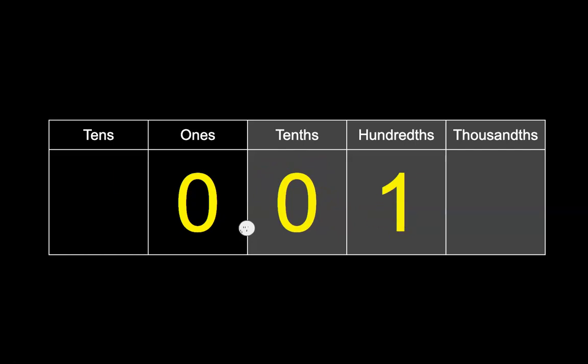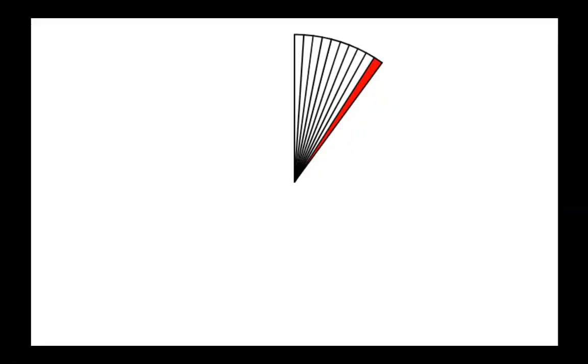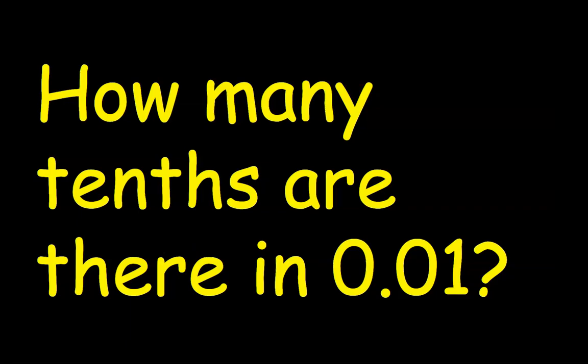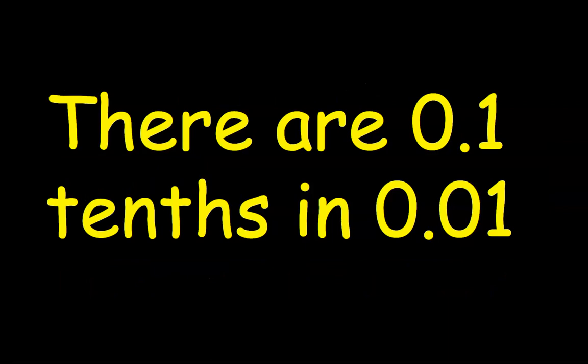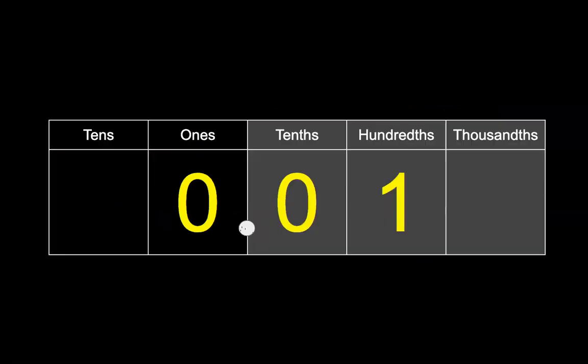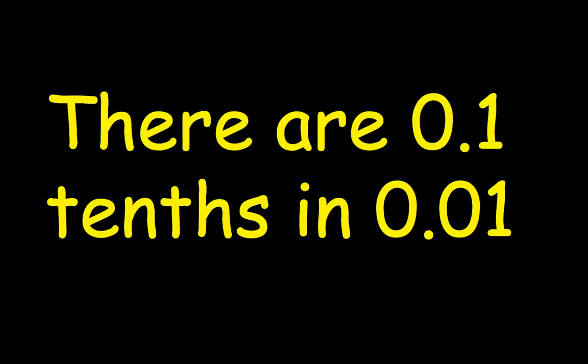Now, how do we write a tenth of anything? How many tenths are there in 0.01? There are 0.1 tenths. I'll just have a look. 0 tenths and 1/100th, and we know that 1/100th is a tenth of a tenth. So there are 0.1 tenths in 0.01.